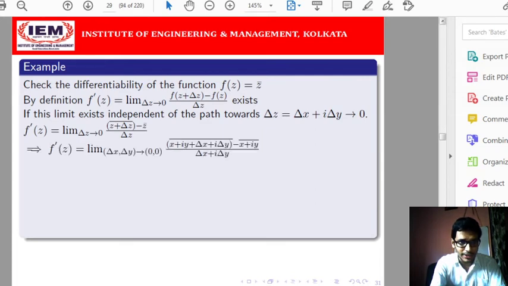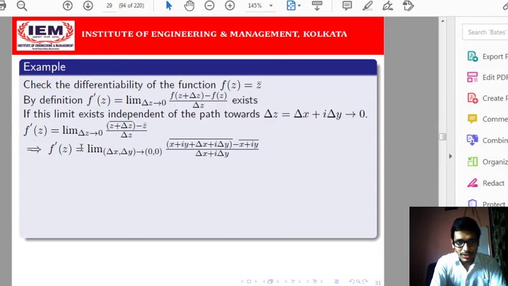Sorry, at a point. So we need to take the differentiability of f(z) equals z bar at any arbitrary point. No particular point is given to us. That's why we are trying to find out the derivative of f(z) at any arbitrary point z. So what will be f(z plus del z)? We know that f(z) equals z bar, so f(z plus del z) will be (z plus del z) bar. So (z plus del z) bar minus z bar by del z. We know that z is x plus iy, so del z will be del x plus i del y.